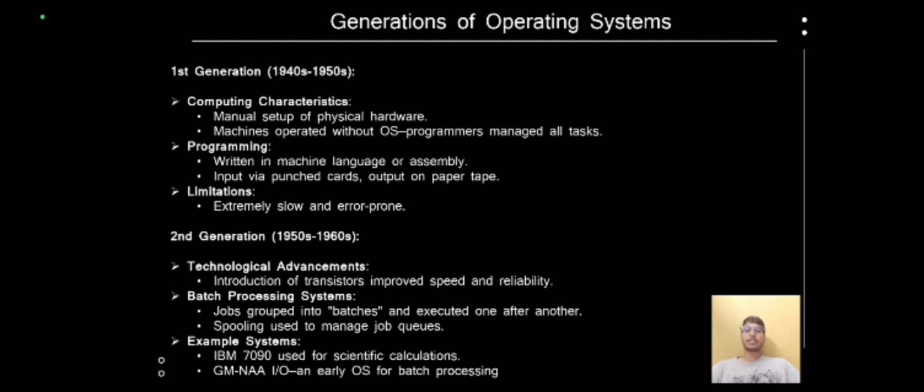The second generation of computers emerged in the 1950s and 1960s. They introduced batch processing systems. Tasks were grouped into batches and processed sequentially, significantly improving efficiency compared to manual operations. Punch cards were replaced with magnetic tapes as a more efficient storage medium, and computers like the IBM 1790 led this era. The use of transistors in hardware made these machines faster and more reliable.